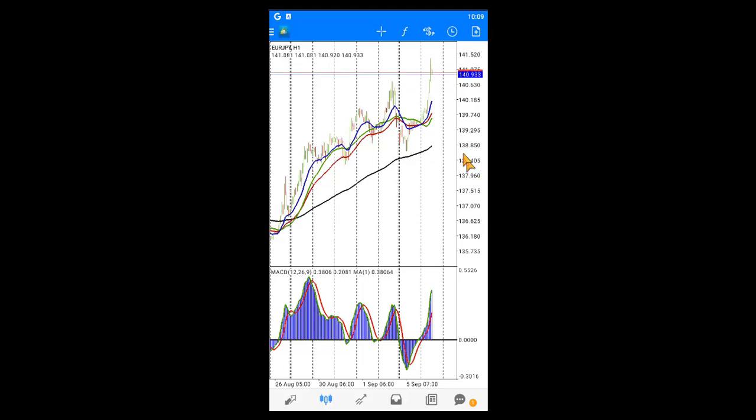So on the phone right now, this is the Euro versus the Japanese yen. And of course, this is a chart on H1. Remember, before you want to do your pending order, you have to analyze the market first. So you don't just do it anyhow.